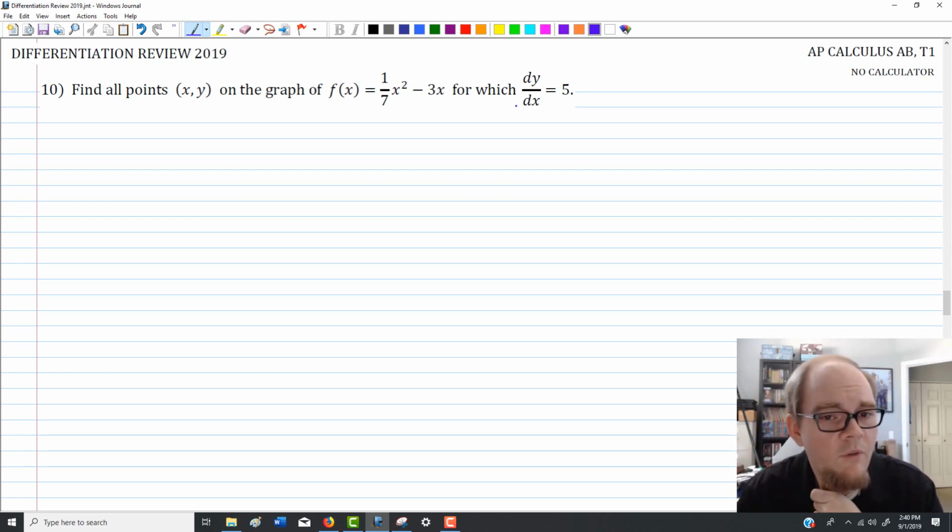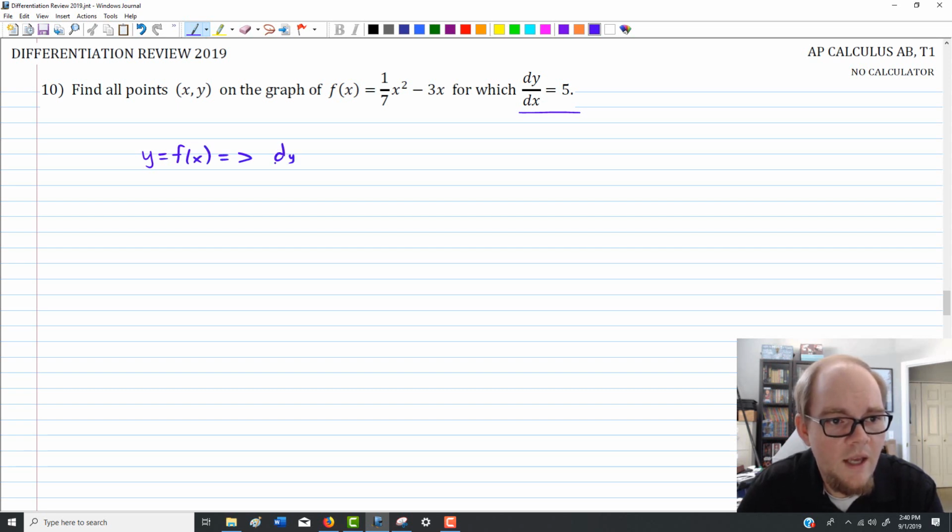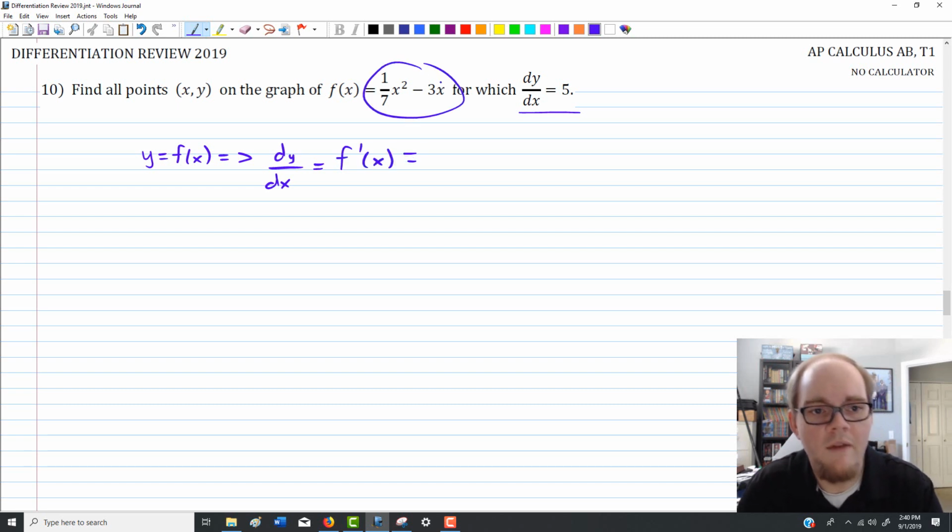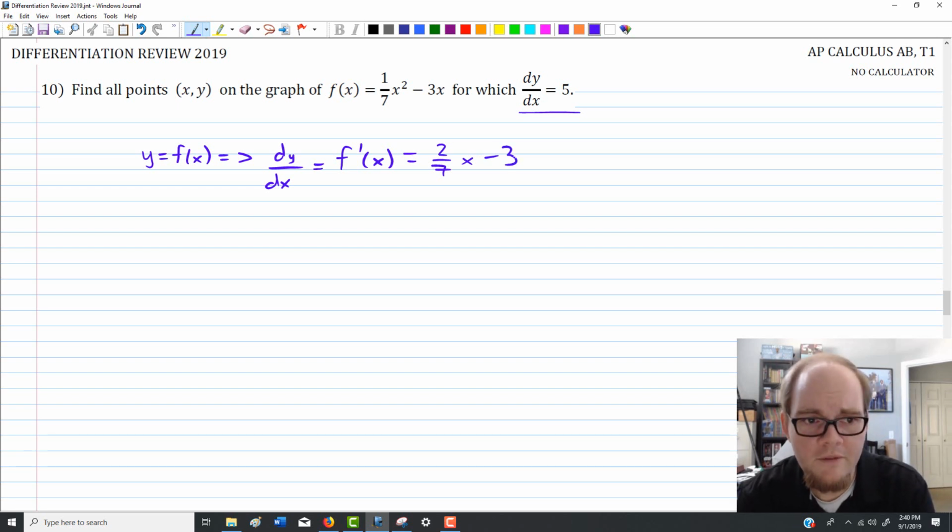Okay, so in here, if we want to talk about dy dx and figure out when it's equal to 5 specifically, what we're going to need to do is figure out what dy dx is. So let's start there. If y equals f of x, then that's going to mean that dy dx is equal to f prime of x. So what we need is the derivative of f of x. Well, this isn't a particularly difficult one. Our derivative is one that I would expect you should be able to do. It's going to be 2/7 x minus 5.